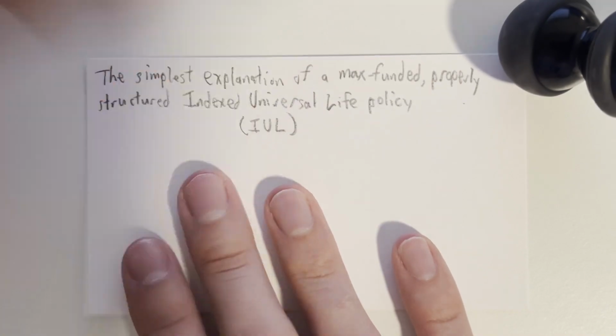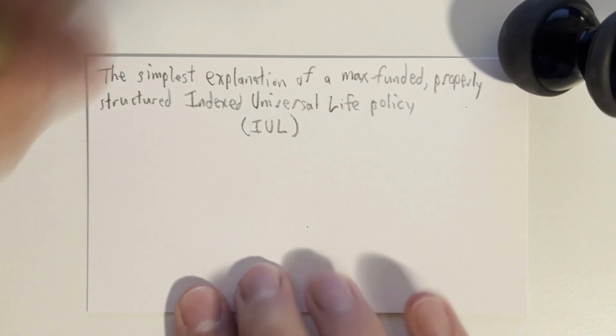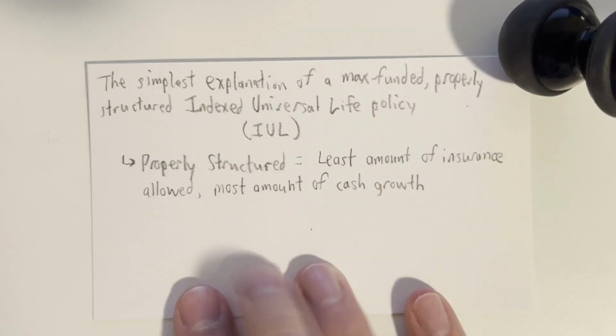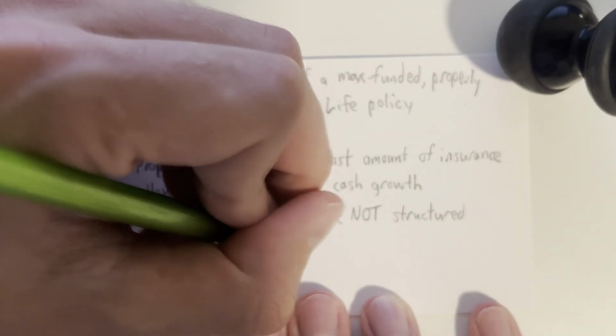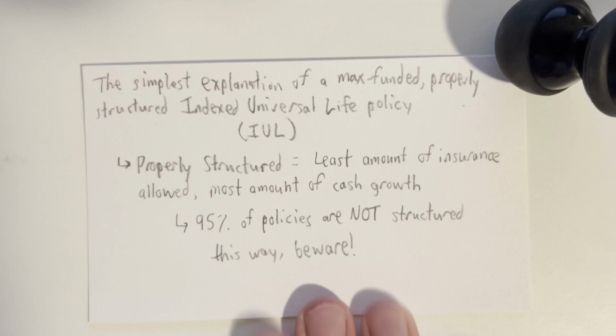This is the simplest explanation of a max-funded, properly structured indexed universal life policy. Properly structured means the least amount of insurance with the most amount of cash growth. 95% of policies are not structured correctly, so be careful.